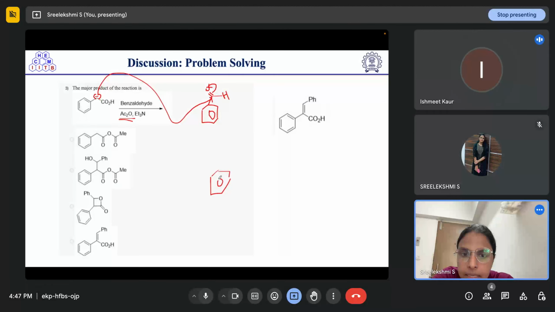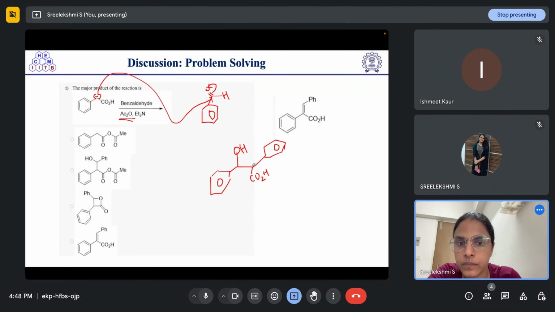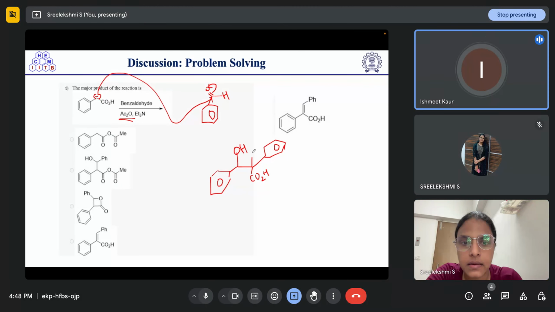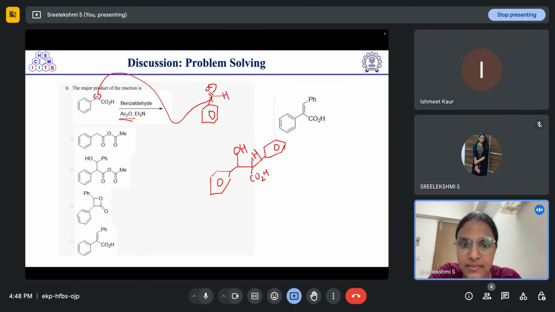Like we will be getting this here OH, then this carbon, and that will be having another aromatic ring, and here this carboxylic acid. So this will be the first aldol product, right? Yes, ma'am. Then again this proton will be acidic, so it will again get eliminated as proton, and this OH minus also will leave to form this double bond over here. So that is this one.